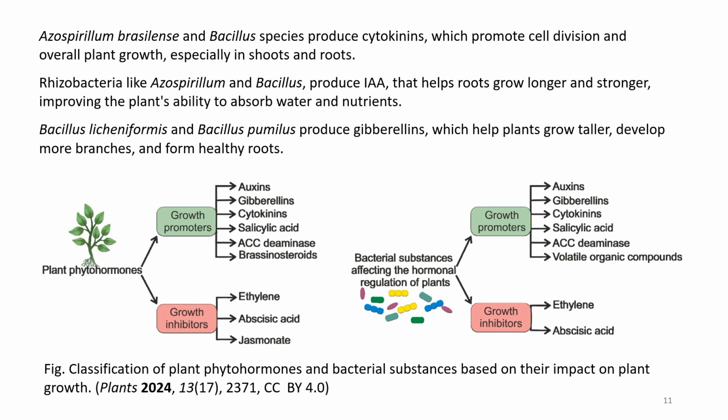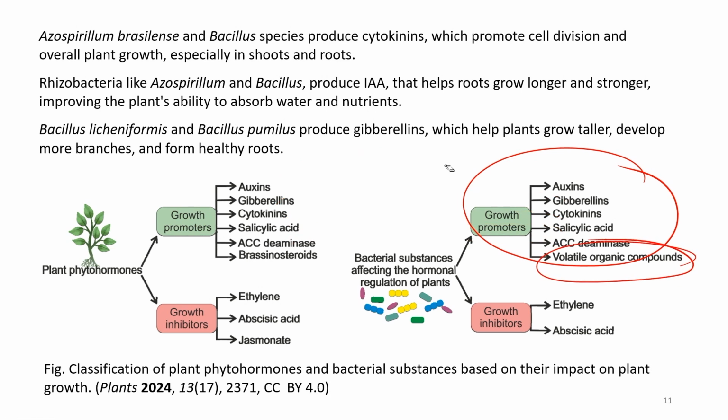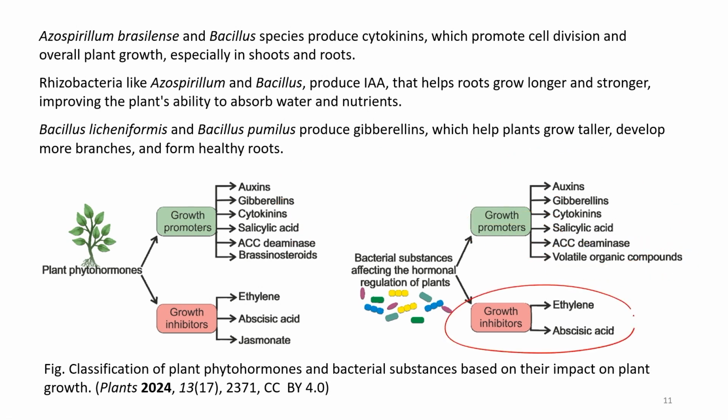So, here we can see plant phytohormones, some of which act as growth promoters like auxin, gibberellin, cytokinin, salicylic acid, ACC-deaminase, and then we have growth inhibitors: ethylene, abscisic acid and jasmonate. And there are bacterial substances that affect the hormonal regulation of the plant by producing growth promoters like auxins, gibberellins, cytokinins, salicylic acids, ACC and also volatile organic compounds, and it also produces growth inhibitors like ethylene and abscisic acid.